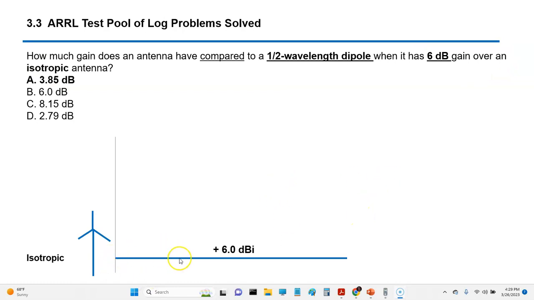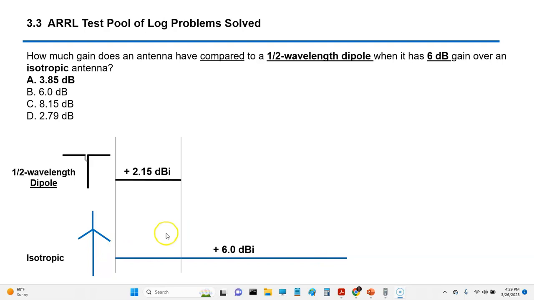What's going on here is this antenna that we're comparing has 6 dBi gain over an isotropic. So that's the line right there. That's 6 dBi gain over an isotropic. But it wants to know what it's compared to a dipole. So let's figure out what the dipole's doing. All dipoles typically have about 2.15 dBi gain built into their inherent design over an isotropic.